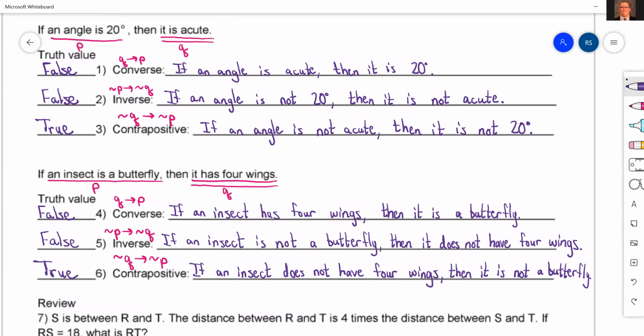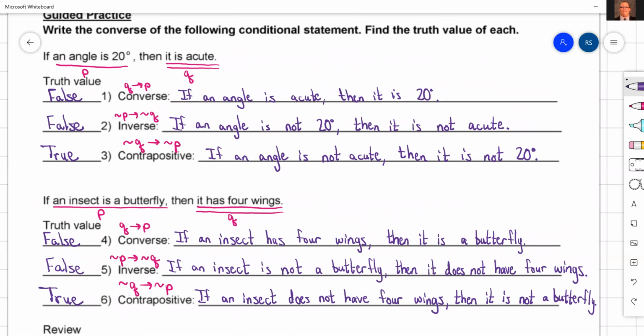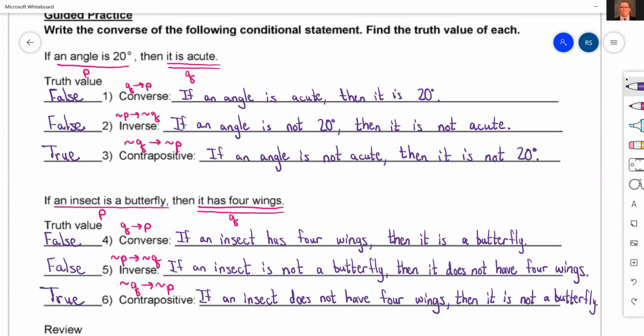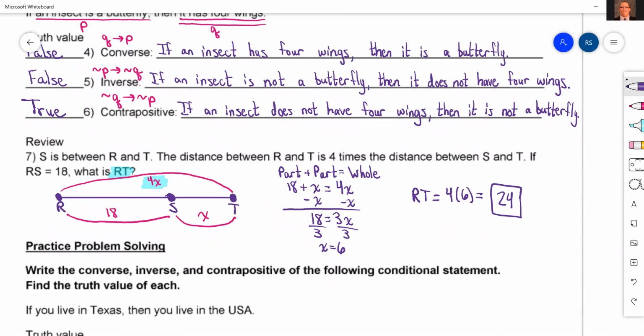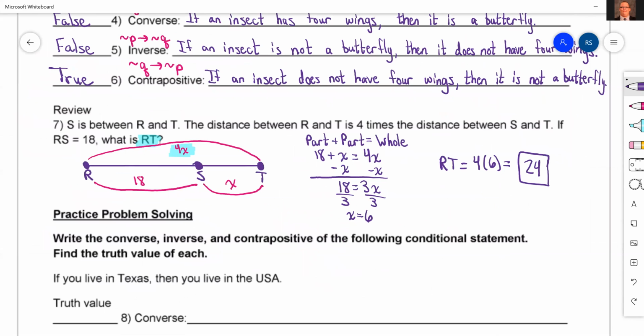Okay, so that's doing converse, inverse, and contrapositive. So there's the guided practice. We've done 7 other problems together. I think you can handle the other 13.